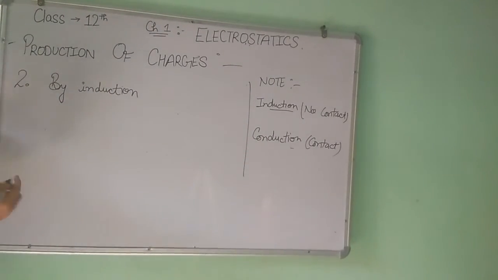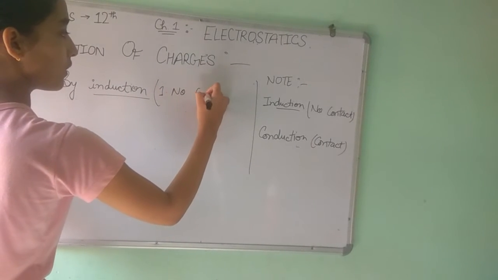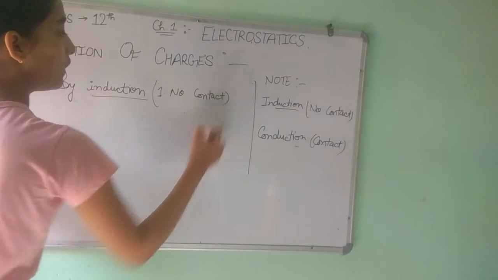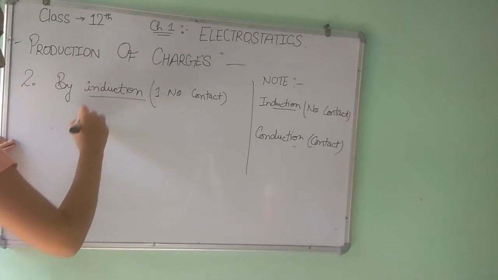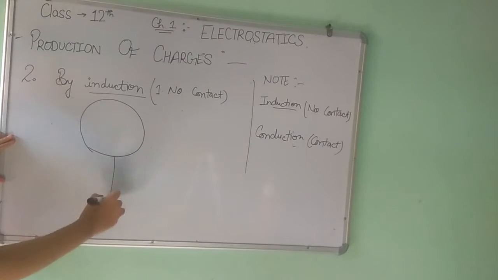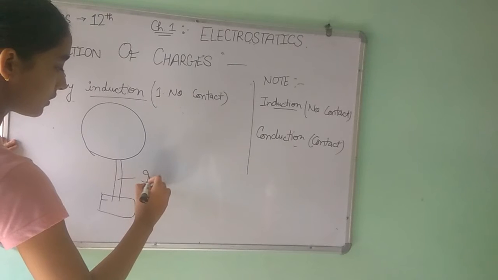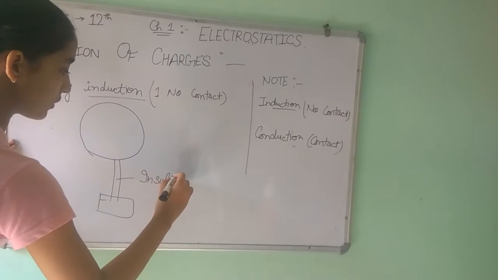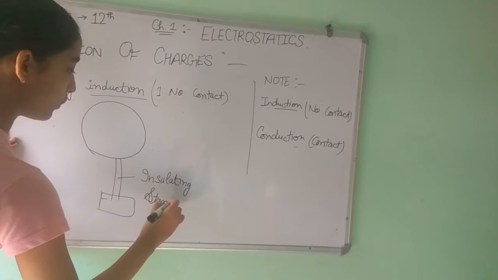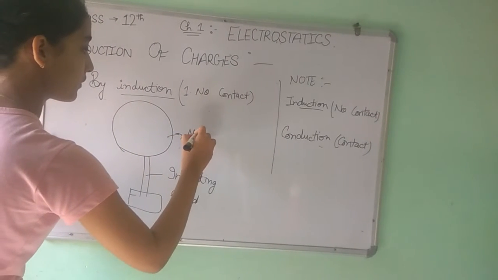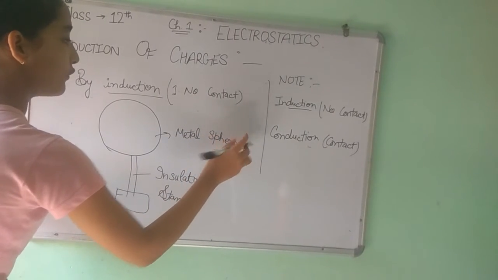Now in induction, firstly the point is there is no contact. To study induction, let us take an example. Suppose this is a metal sphere and this is an insulating stand. So it is an insulating stand with a metal sphere on it.